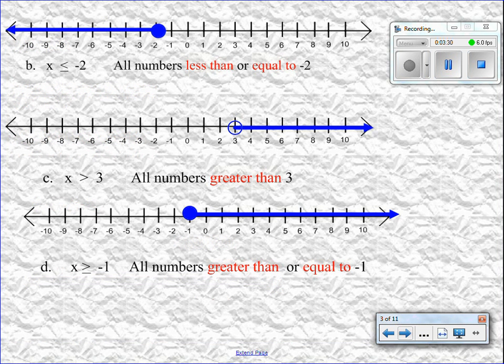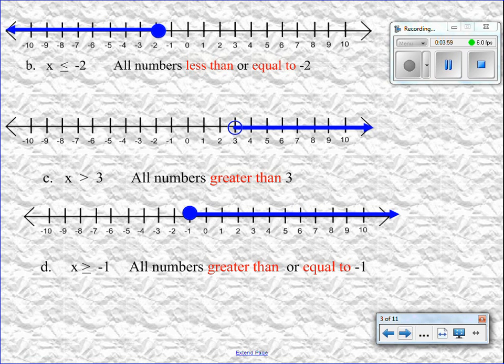In this next example, B, we have x is less than or equal to -2. That means all numbers less than or equal to -2. So notice on the -2, I have a closed circle there. That means it includes -2 and all numbers less than that. In C, x is greater than 3. Notice it is not including the 3, so it's an open circle, and then showing all the numbers greater than 3.